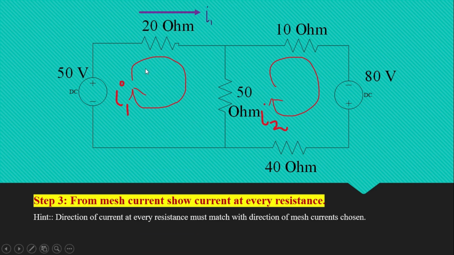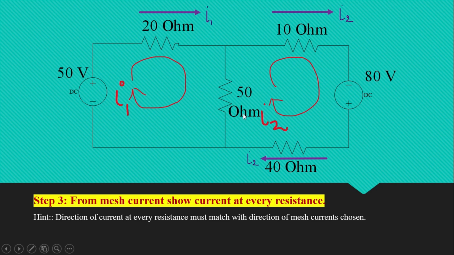So let's see one by one. In this 20 ohm, the mesh current I1 is flowing like this, so the current in the 20 ohm would be in this direction. Similarly, in the 10 ohm, I2 is flowing like this, so the direction of current in the 10 ohm would be like this and the value would be I2. Similarly, in the 40 ohm, the I2 current is again flowing like this in this mesh, so the direction of I2 is this and we will put I2 over here.